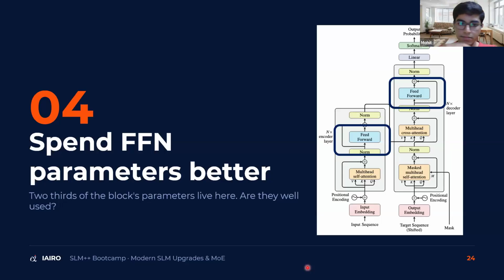So for now, we have discussed majorly three topics, right? We improved the normalization layer, we improved positional embeddings, I mean, the learning of positional embeddings, and then we improved how we look at ourselves, that is the self attention mechanism, right?